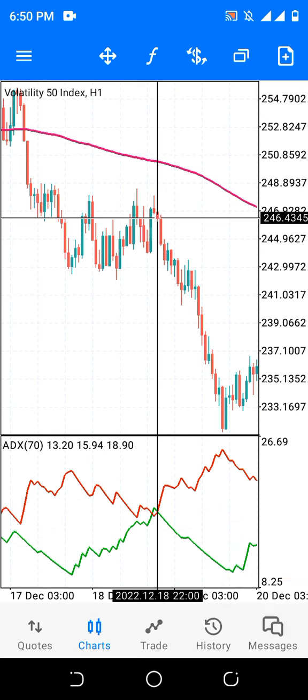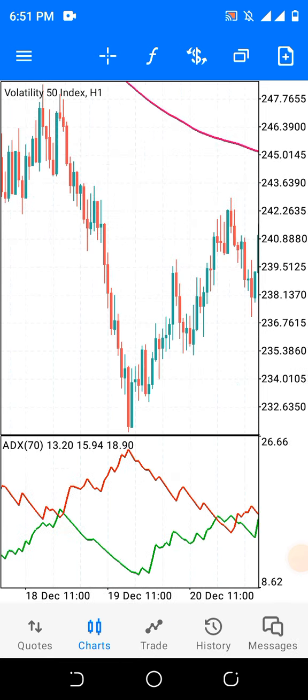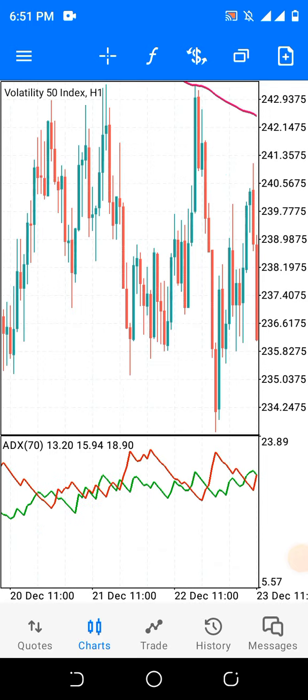Do you understand? We make our sell entry from this point of crossing. Make your sell here with proper stop loss, and this is a clear profitable trade. Do you understand? Now we proceed.